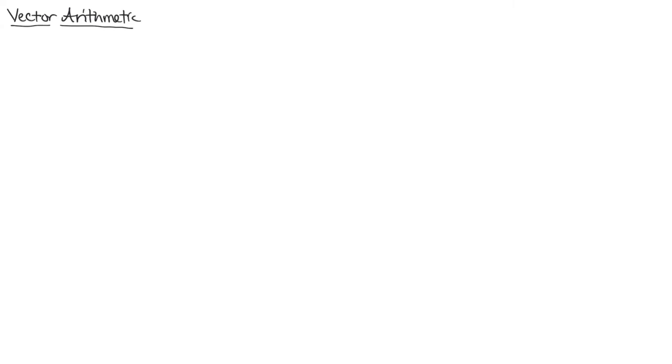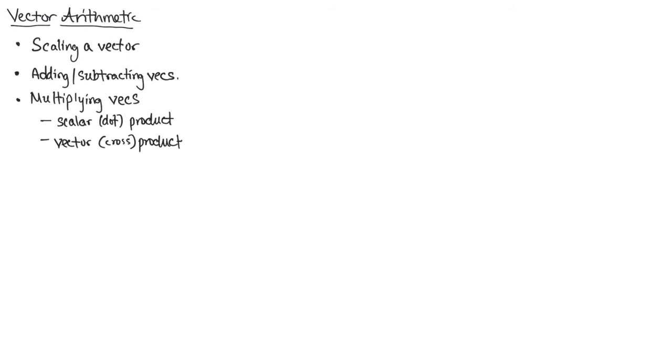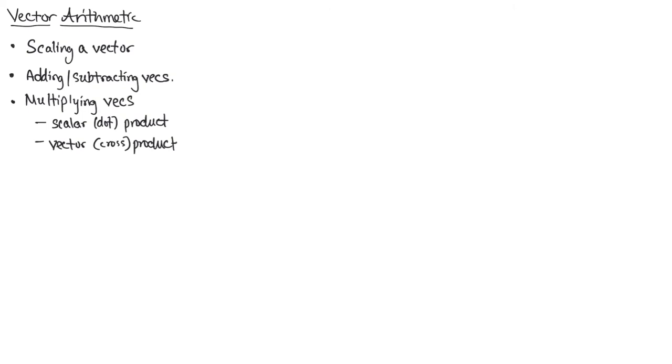Hello again, physics friends. Today we're going to continue our journey through vector land, and in particular we're going to look at vector arithmetic. What can you do to a vector to change it? How can you combine one vector with another? In particular, we're going to look at how you scale a vector or change its length, and also how you add and subtract one vector from another, and how you multiply vectors together.